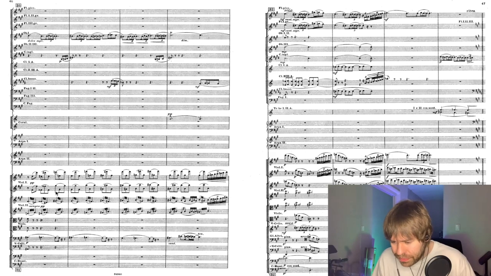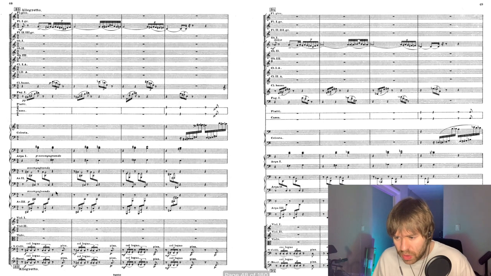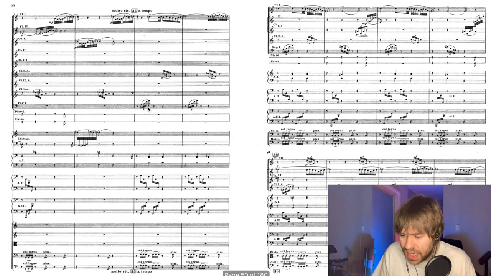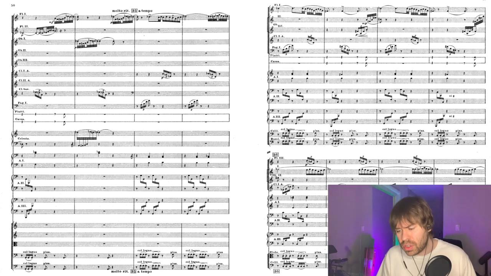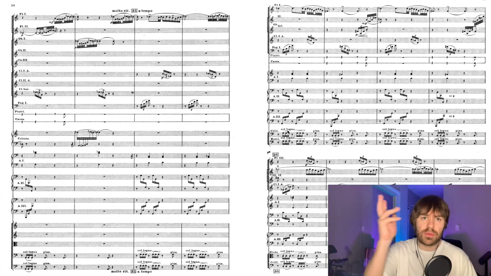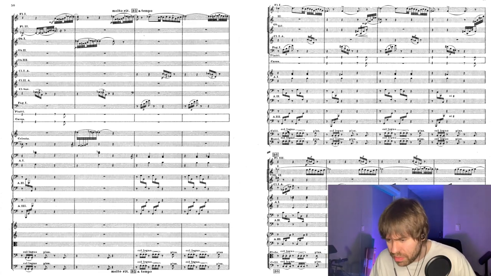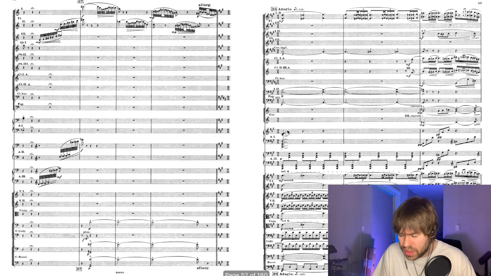So I'm trying to think if there's anything else I want to say about the orchestration here. Again, we have woodwinds carrying the day. That's just the nature of these types of pieces of late Russian Romanticism. There's use of col legno here, which is, again, a nice tone color, similar to, as we mentioned before, using the harmonics with the mute. Just a nice touch here, orchestration-wise.